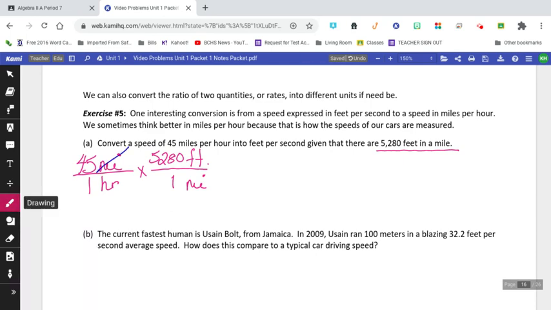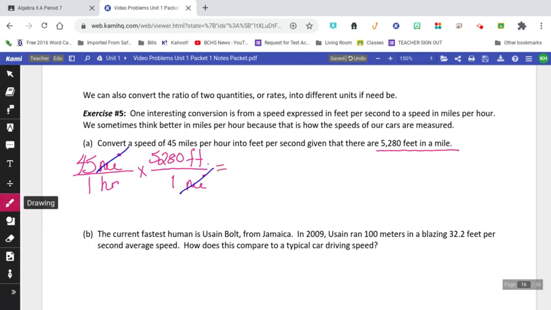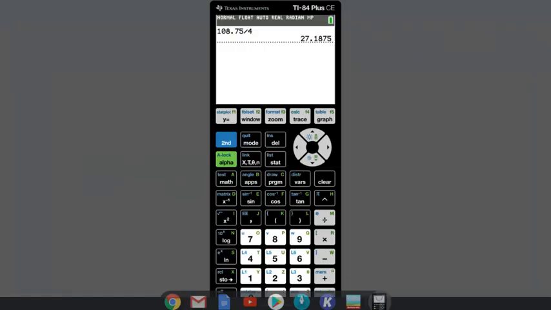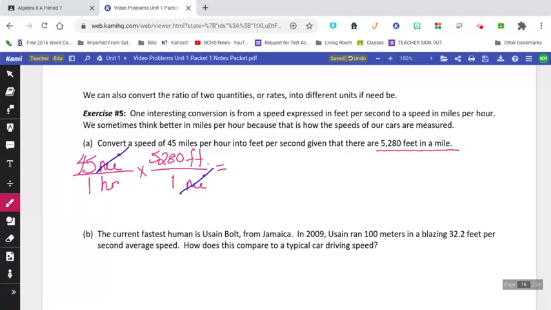The miles cancel. And when we multiply across, we get 237,600. And that would be feet. But in the bottom, look at what we still have. We still have 1 hour.